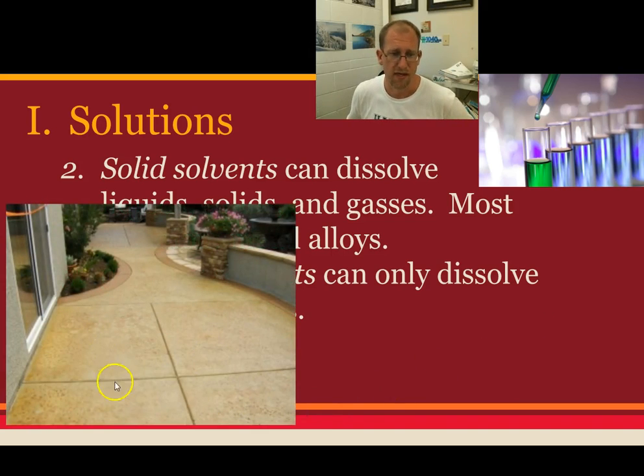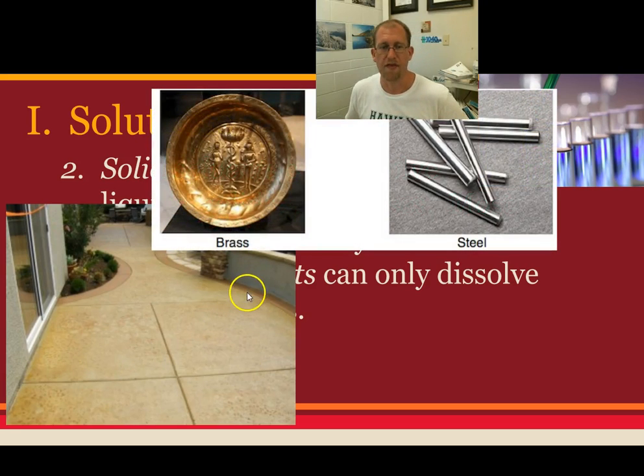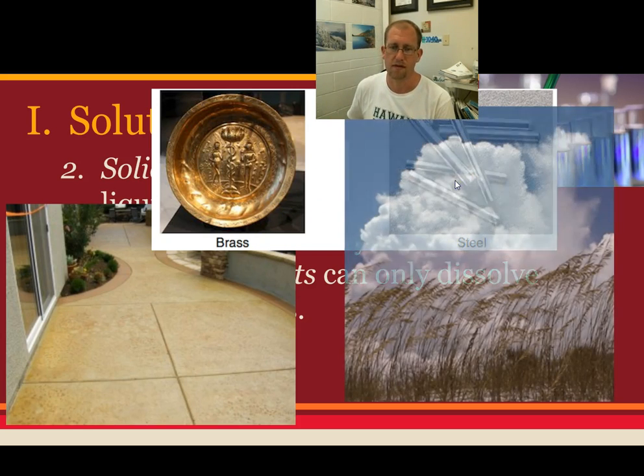This is concrete. Concrete is a solid, and it is dissolving other kinds of solids. And so we have a solid solution here in concrete. This is brass and steel. Both of these are solids, metals, that are dissolved in other solids. So we have a mixture of different kinds of solids here. These are solutions of solids.